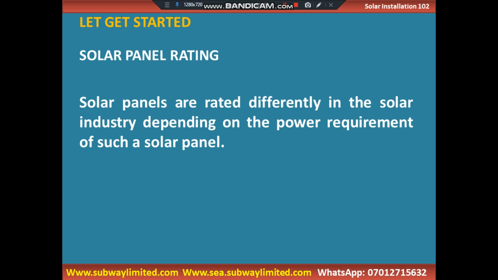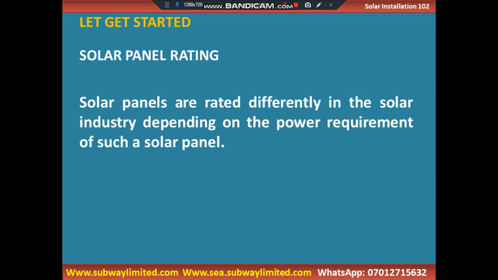The manufacturers will sit down and think of the size of the solar panel they want to manufacture, and from there they will combine the cells. From the cells we have the module, and at the end of the day we have the solar panel. We talk about this in solar installation 101.